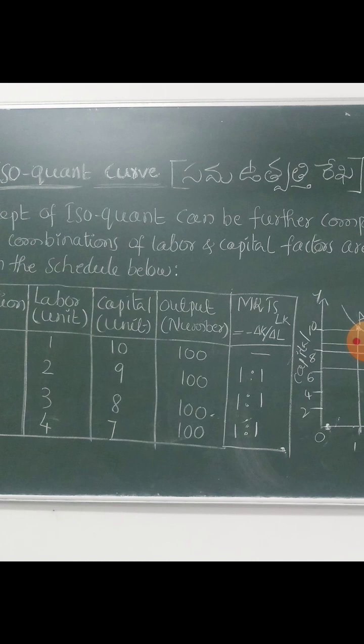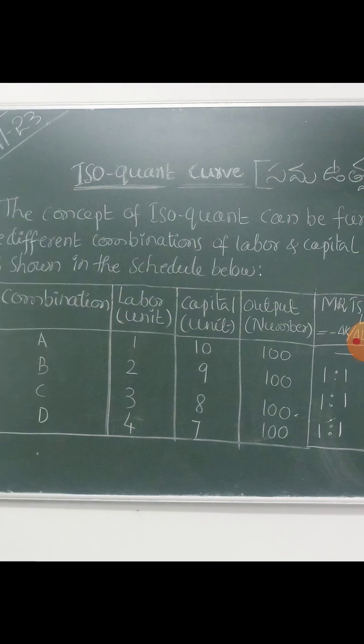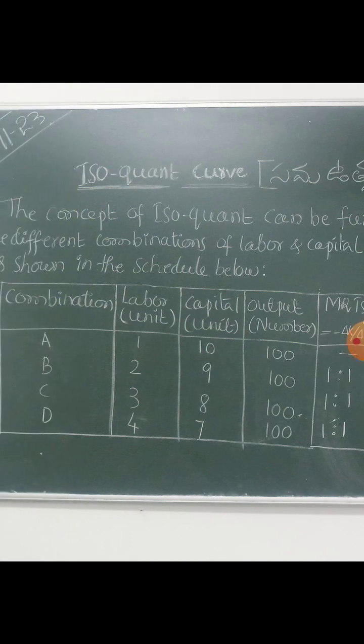So how much? First, in this table we have to know how much labor is employed and capital is used. In the first row, one labor, capital 10; two labor, capital 9; three labor, capital 8; four labor, capital 7. So 1 comma 10 is combination A, 2 comma 9 is combination B, 3 comma 8 is combination C, 4 comma 7 is combination D.